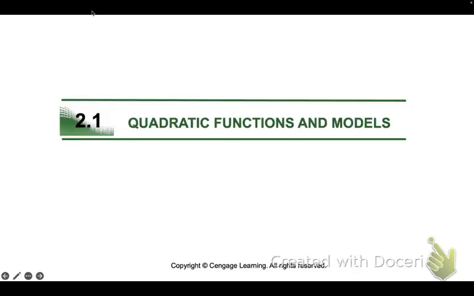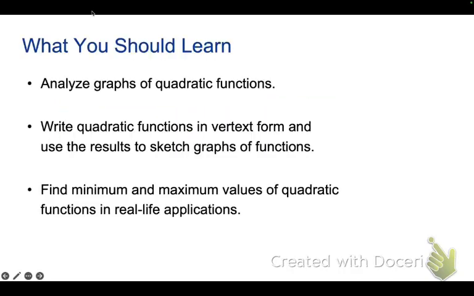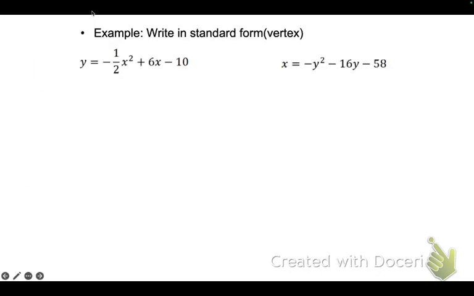Okay, 2.1, quadratic functions and models. We're going to analyze graphs. We're going to write quadratic equations in vertex form and find minimum and maximum values of quadratic functions. So it says write these in vertex form.